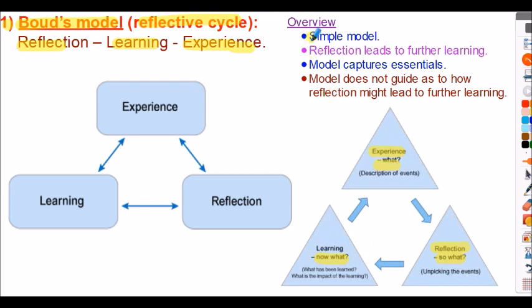If you overview, it's a very simple model. Reflection leads to further learning. The model does capture essentials, but the model doesn't guide as to how reflection might lead to further learning. So when you research in your models, you'll find there will be good and bad points about each of the models, and you can use compare and contrast models if you want to. And that's just a very brief overview of some of the aspects of it. People like that because it's simple, but it doesn't necessarily engage you fully into what you've actually found from the reflection. So there's your first model.